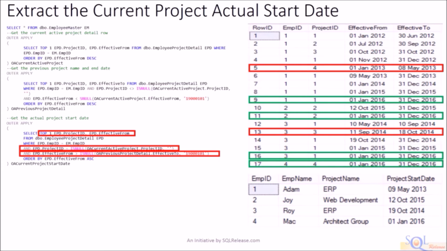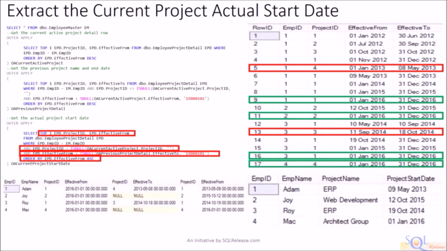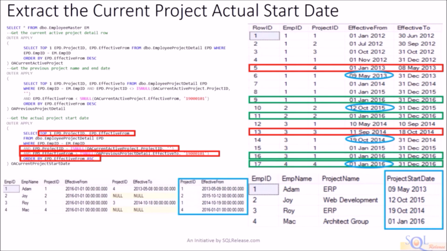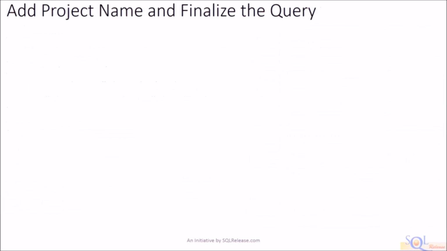To get the first row which starts just after the previous project's end date, we have ordered the result set by the effective from date column in ascending order, not in descending. Here we get this output. Now we can see that we have extracted the actual allocation date for each employee successfully. Let's add project name instead of project ID in the output and finalize the query in the next slide.